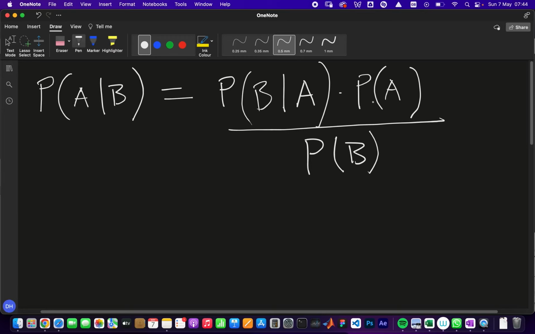Hello, in this quick video I'm going to be talking about Bayes' theorem. This is how Bayes' theorem is presented in the textbooks. Obviously at first glance this just looks like a big kind of algebraic mess. I'm going to try and help you make sense of what it means.